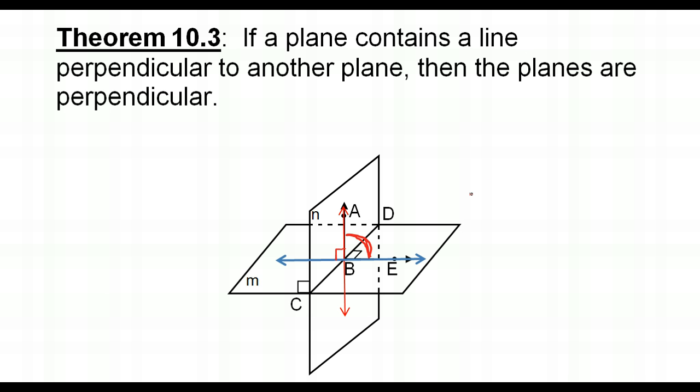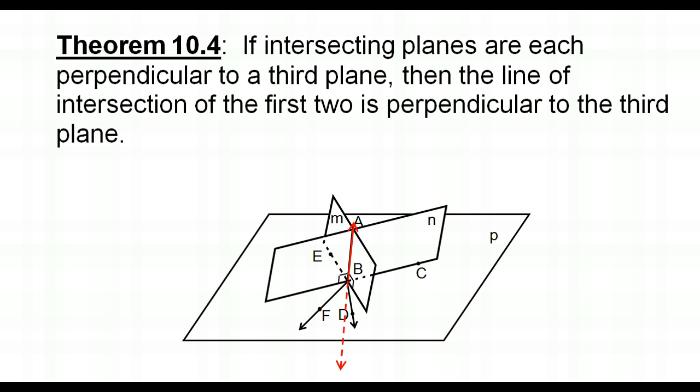So if a plane contains a line that's perpendicular to another plane, then the planes themselves are going to be perpendicular. Okay, theorem 10.4 says if intersecting planes are each perpendicular to a third plane, then the line of intersection of the first two is perpendicular to the third plane.